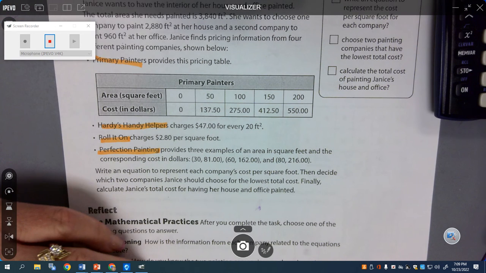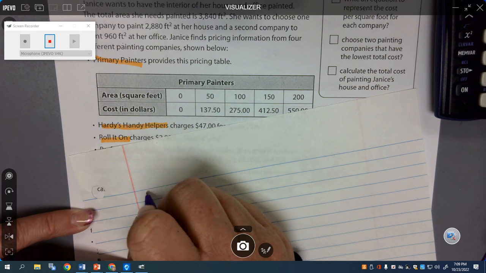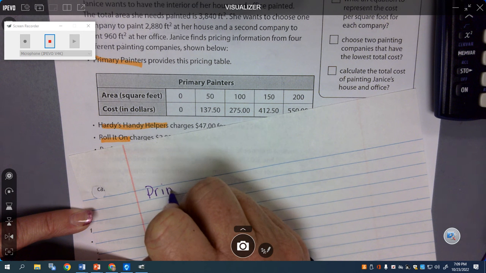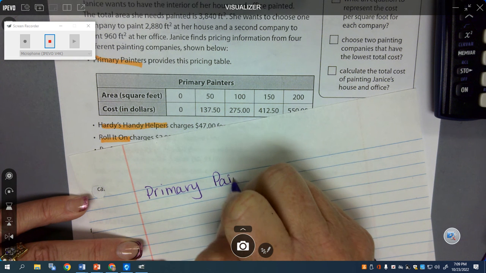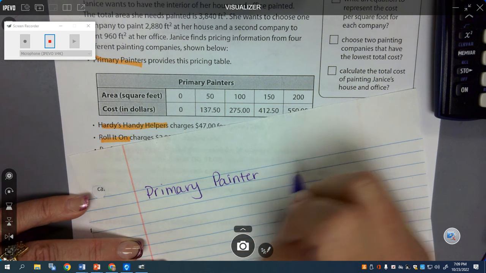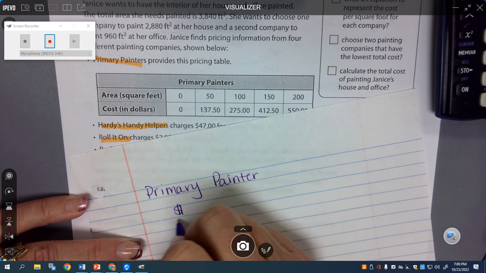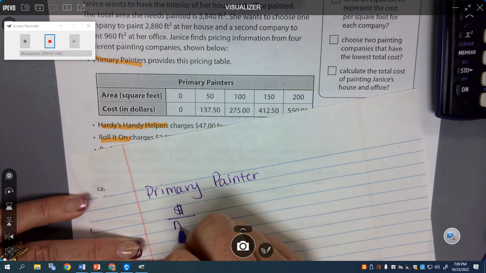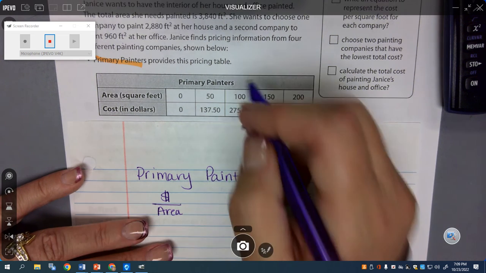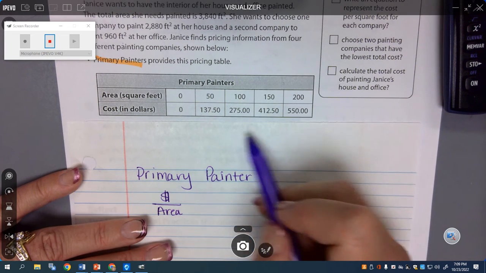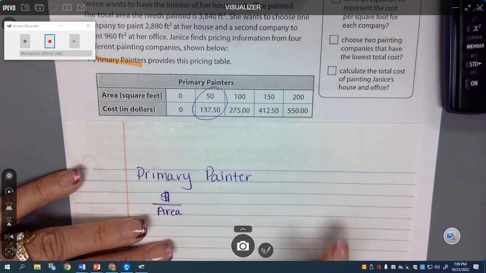So let's start with Primary Painters. To find the unit rate for the Primary Painters, we are going to do the cost per area. Now remember, this is just like that one quiz that you took. All of these are going to have the same unit rate, so just pick one to choose.